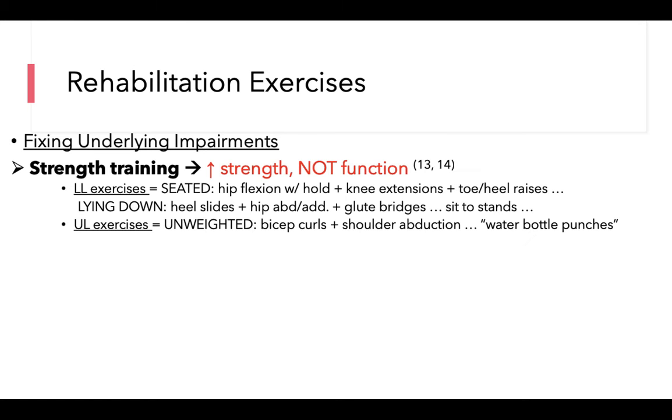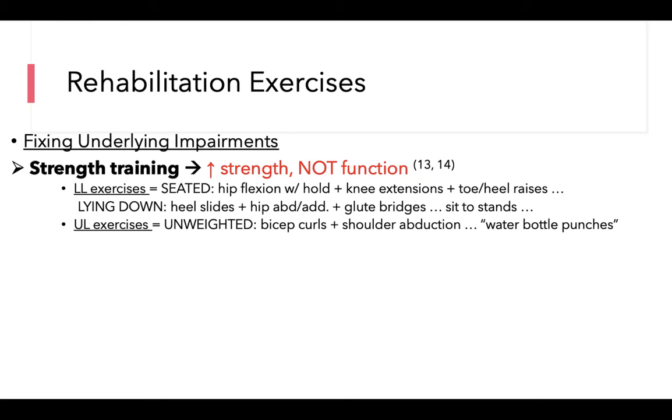So moving on to her rehabilitation exercises. This first set of exercises is going to be aimed at fixing her underlying impairments. So for paresis, we can use some strength training. For improving her lower limb strength, we can have her do some seated hip flexions with a hold, knee extensions, and toe and heel raises. And then lying down on her back, she can do some heel slides, hip abduction and adduction, or glute bridges. And then she can also do some sit to stands.